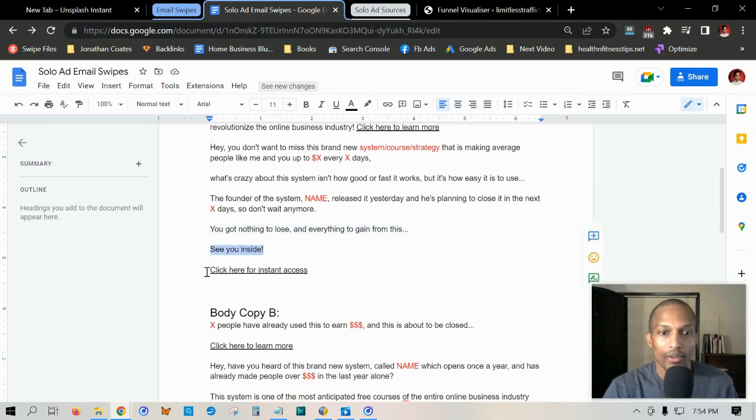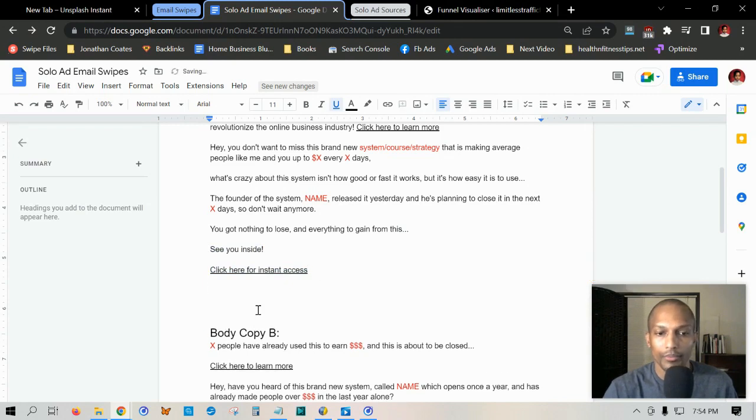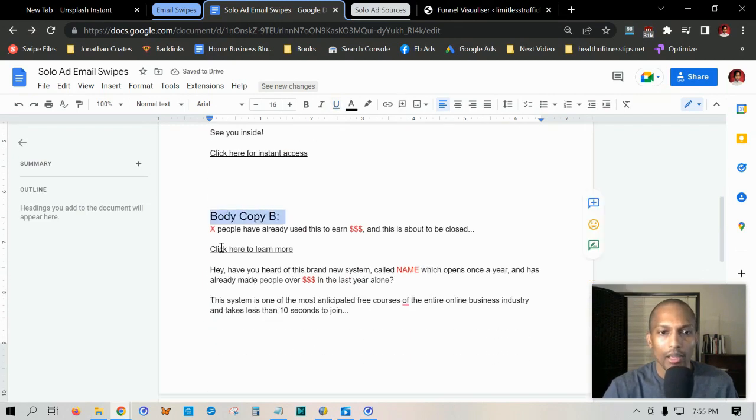See you inside, and then you put your link here, and you also have the option to put your name down here as well. X amount of people have already used this to earn such and such dollars or lose such amount of weight, et cetera. And this is about to be closed. Click here to learn more. It takes them directly to the landing page.